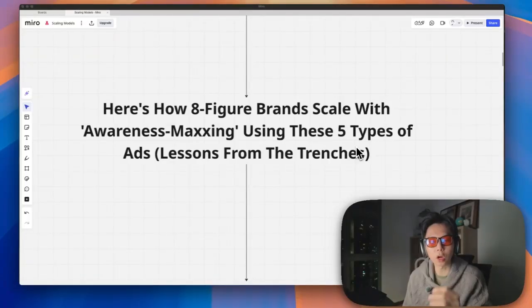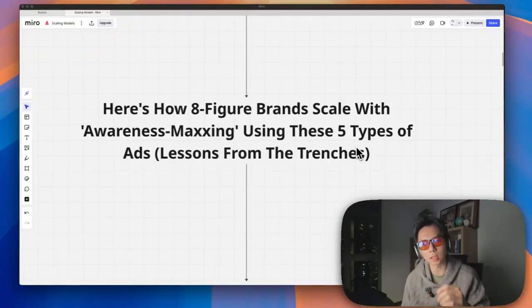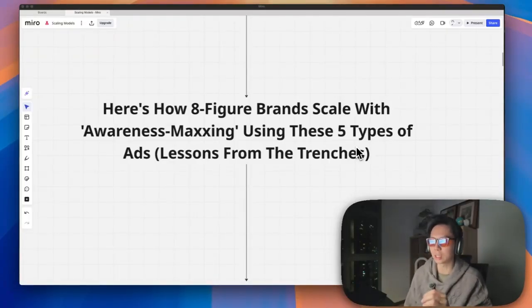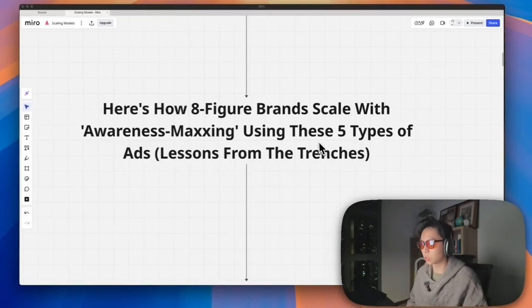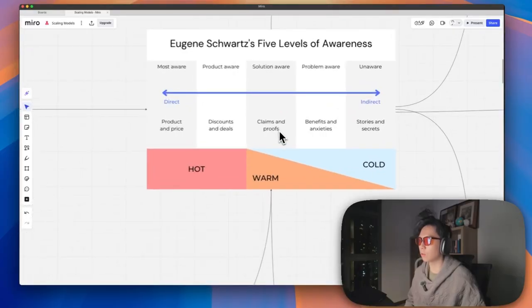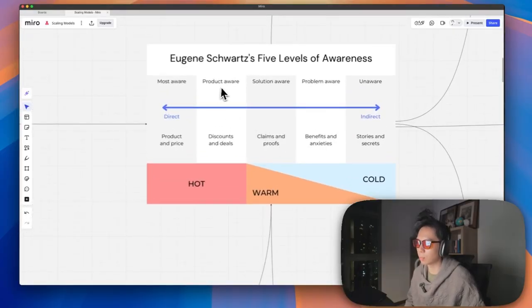In this video, we'll be talking about how 7 to 8 figure brands scale with awareness maxing, and they're using these 5 types of ads to scale their revenues on paid media. Eugene Schwartz, 5 levels of awareness, where it's most aware, product aware, solution aware, problem aware, and unaware.